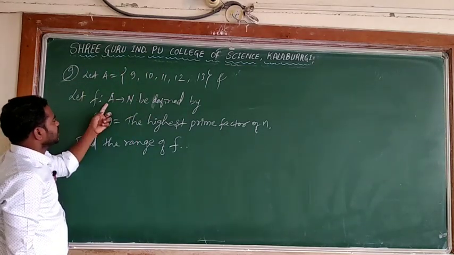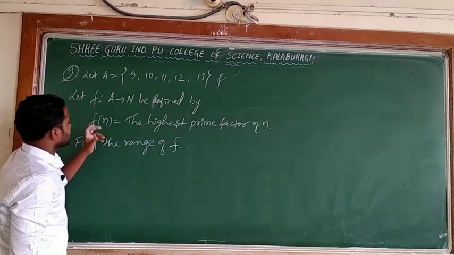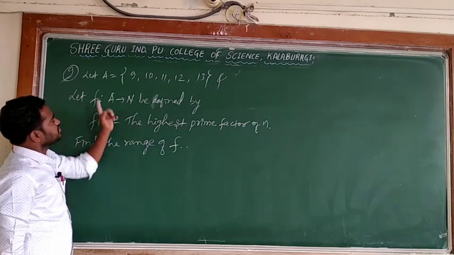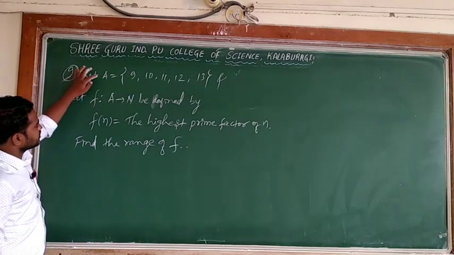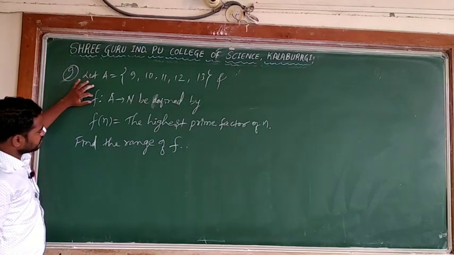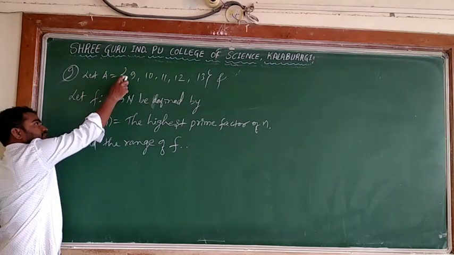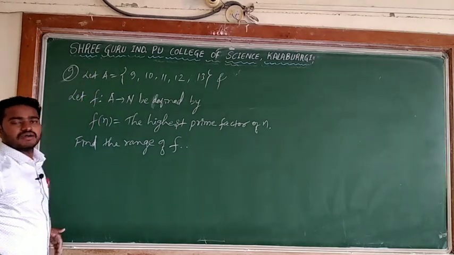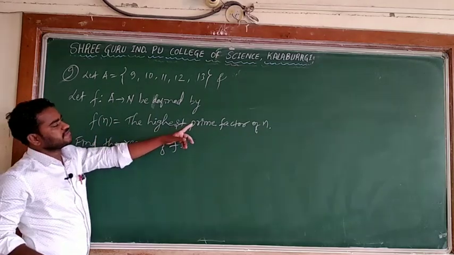The function is defined from A to N. A is the domain, and N is any natural number, the codomain. He has given f of n as the highest prime factor of n. N belongs to the set A, which is always 9, 10, 11, 12, 13. I can't take more than that. So f of n is equal to the highest prime factor of n.